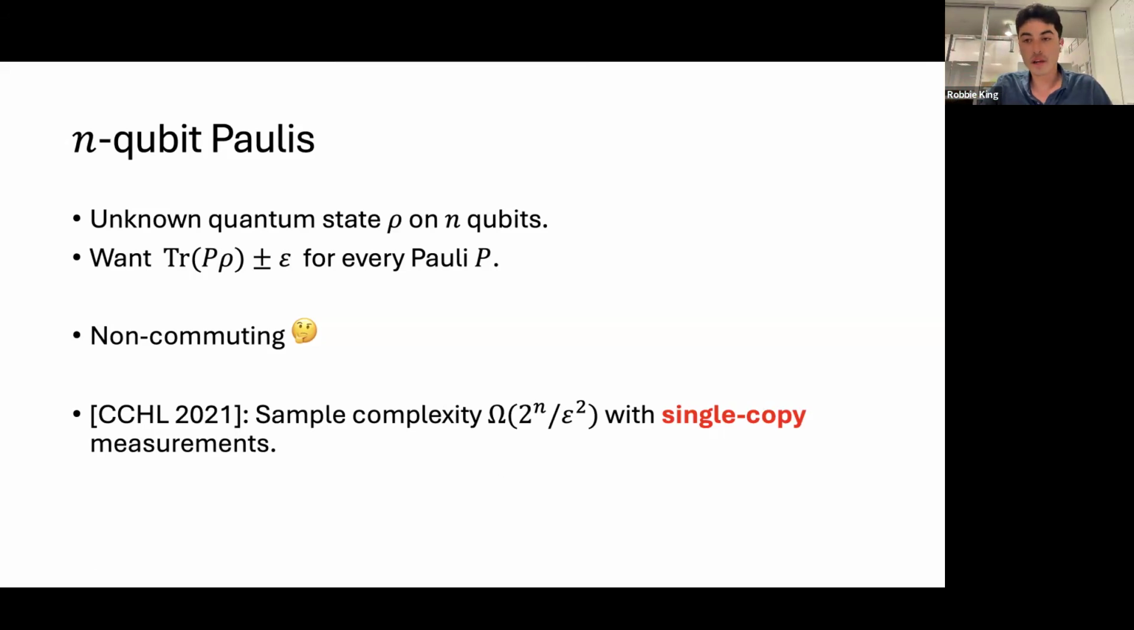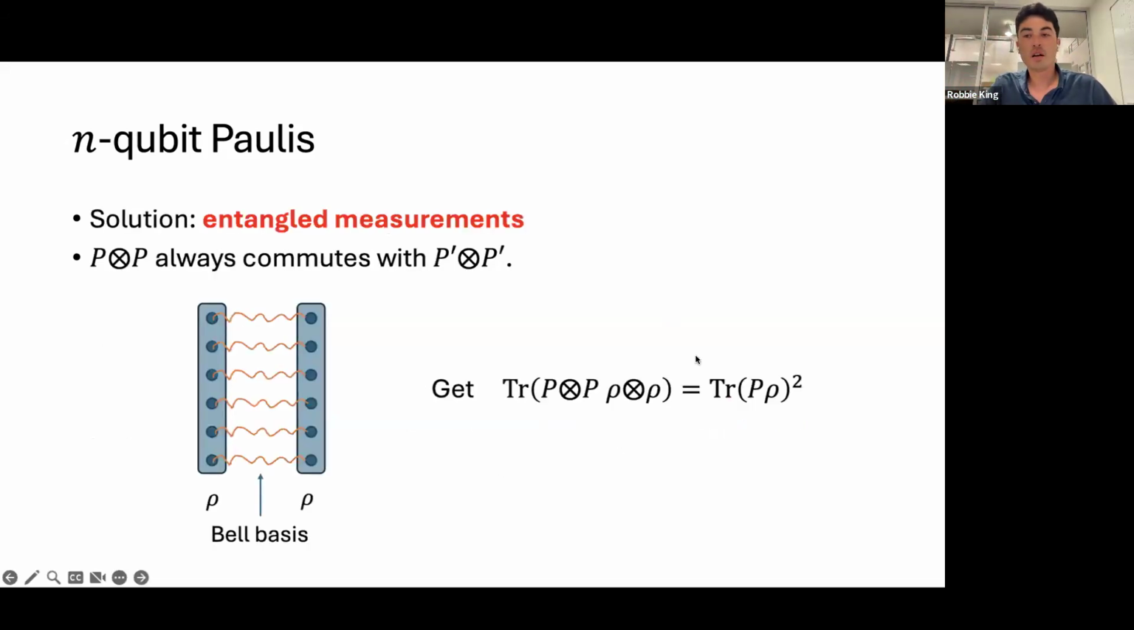So how can we get around this? Well, the key is to consider entangled measurements. So what does this mean? This is when we take 2 or more copies of the unknown state and we perform a measurement which is not just a measurement on one copy at a time, but it entangles them together and then makes a measurement. Here we're going to see that these sorts of measurements can be much more powerful at performing this shadow tomography task.